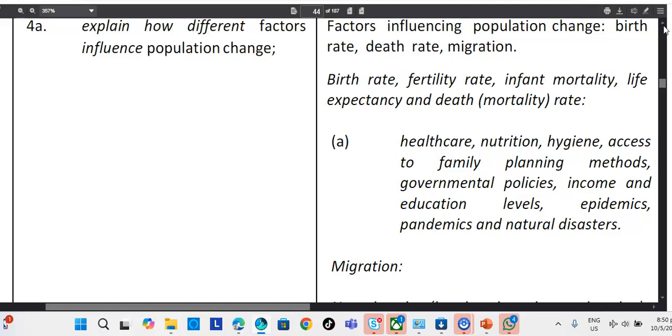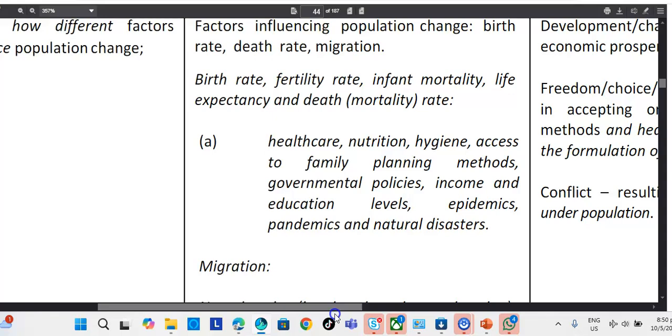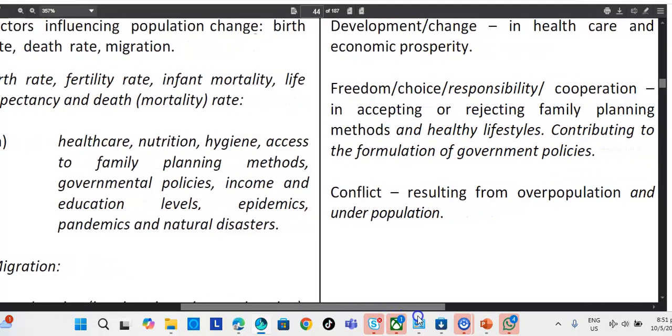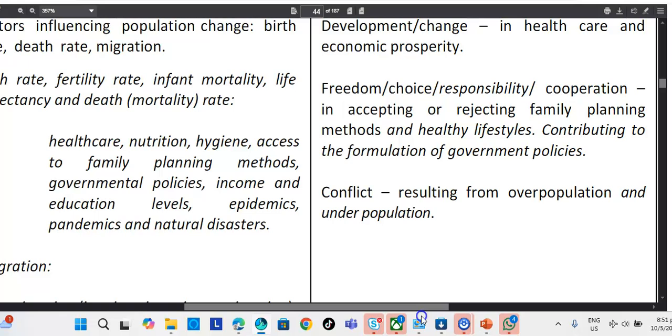Birth rate, fertility rate, infant mortality, life expectancy, and death rate. Healthcare, nutrition, hygiene, access to family planning methods, government policies, income and education level, epidemics, pandemics, and natural disasters. These are some of the factors also that affect population change. In accepting or rejecting family planning methods and healthy lifestyles, contributing to the formation of government policies.